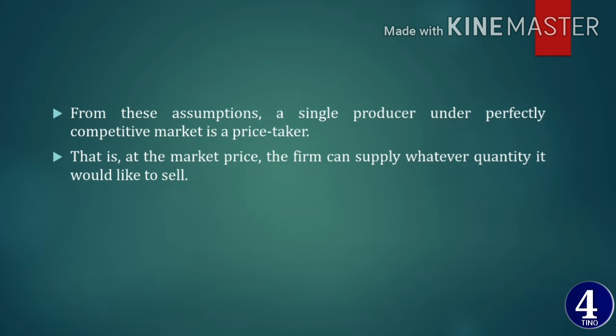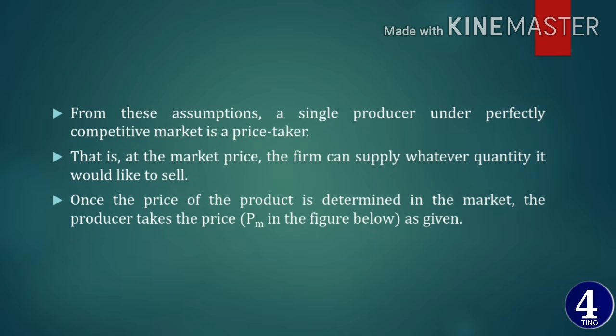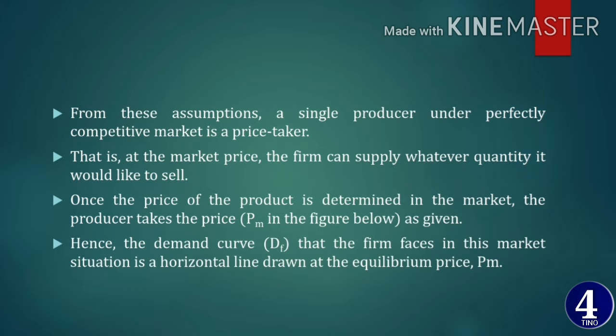All right. Once the price of the product is determined in a market, the producer takes the price as it is. Hence, the demand curve that the firm faces in the market in this situation is a horizontal line drawn at the equilibrium price of the market. So DF means the demand curve of the firm, which is the individual firm, and PM is the price of the market, and I will discuss it using the following graph.